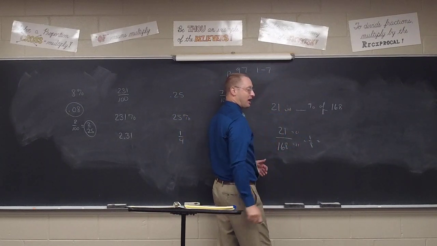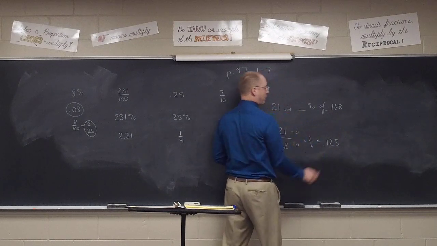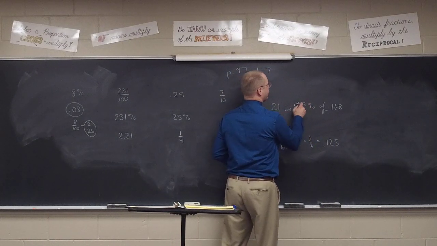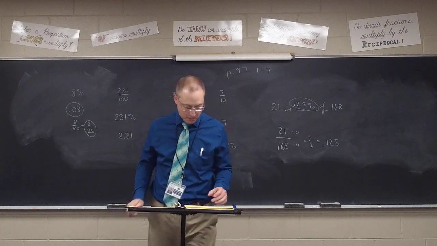What is 1/8 as a decimal, class? 0.125. Go boink boink. What do we get? 12.5%. 12.5% for our answer.